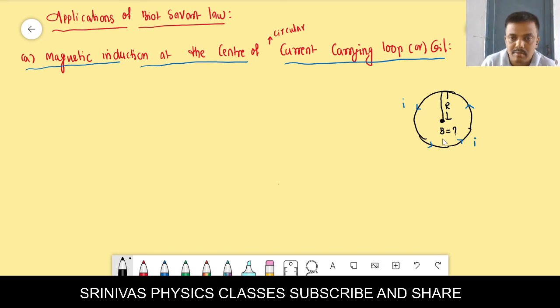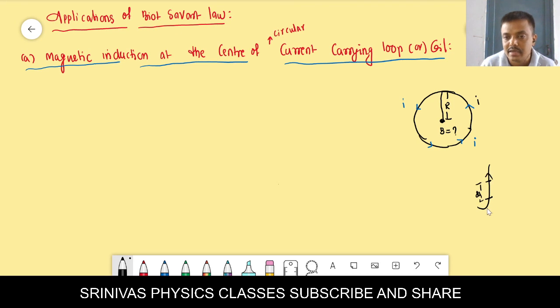In order to apply the Biot-Savart law, this is a current carrying wire, and on that you should take a small element. If you want to find the field at a certain point, you should know that point's distance, that is r, and you should also know the angle between dl and r. These are the requirements to apply the Biot-Savart law. Let us see whether we will fulfill those requirements or not.